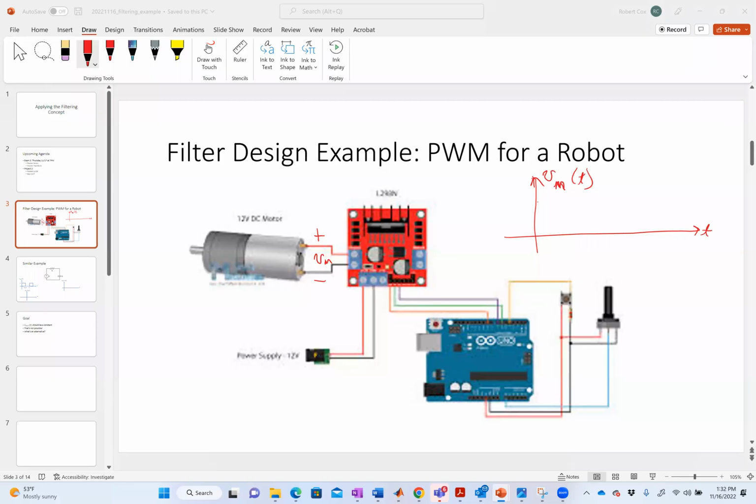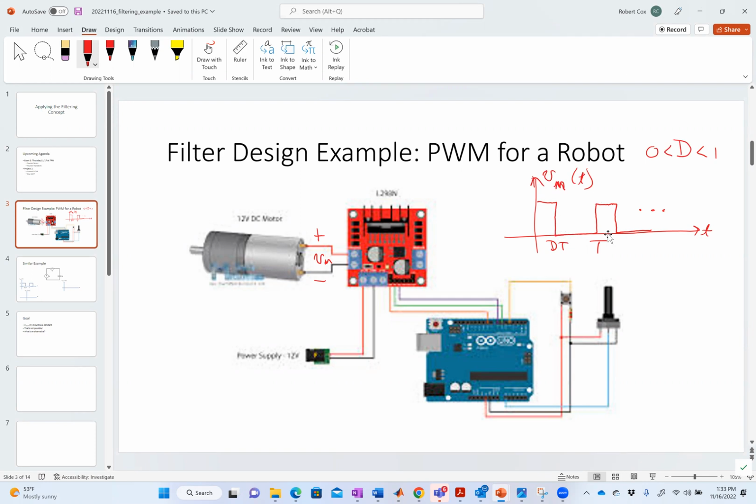V motor of T would look something like this. Be periodic with a period T. And we would say that it was high for a fraction of the period D. So in other words, D is a fraction between 0 and 1. And so as I've drawn it here, D is about 0.25. In other words, this guy's high for about 0.25.